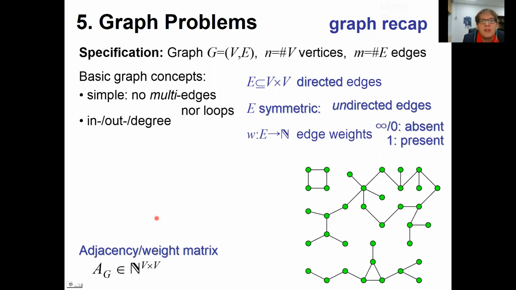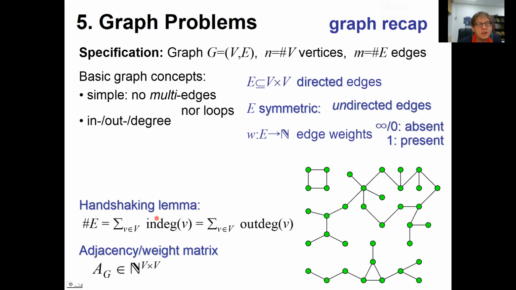Another important graph concept is the degree of a vertex. If we have a symmetric graph, an undirected graph, then the degree of a vertex counts simply the number of edges that are adjacent to that vertex. However, if we have a directed graph with directed edges, then we need to distinguish between the in degree and the out degree, the number of incoming edges and the number of outgoing edges.